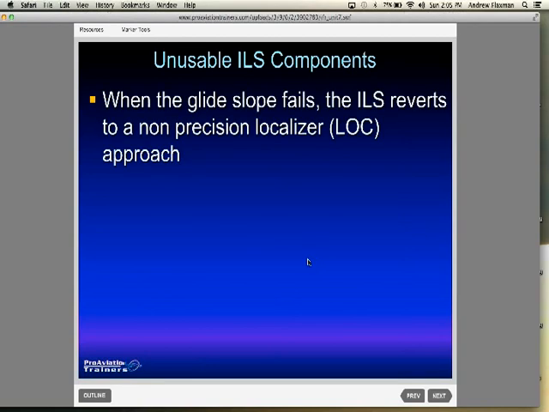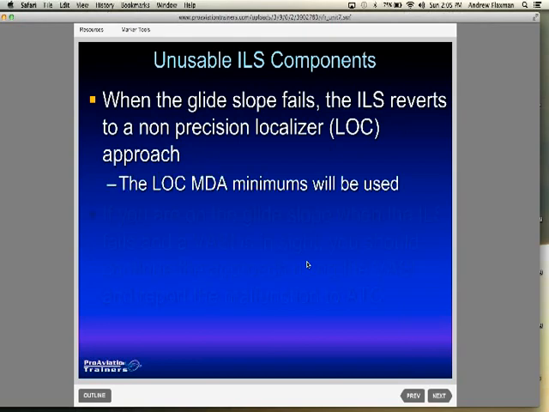So when the glide slope fails, the ILS reverts to a non-precision localizer approach. Okay, so this is what I was talking about. There are pilots that will say, well, look, the glide slope failed, my localizer is still centered, we're continuing the approach. Why create undue workload for ourselves and go around? Well, because we don't know what failed. And it would be lunacy to continue your approach if the whole system failed and you just don't know.